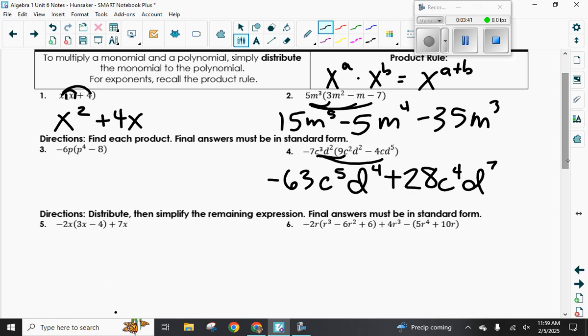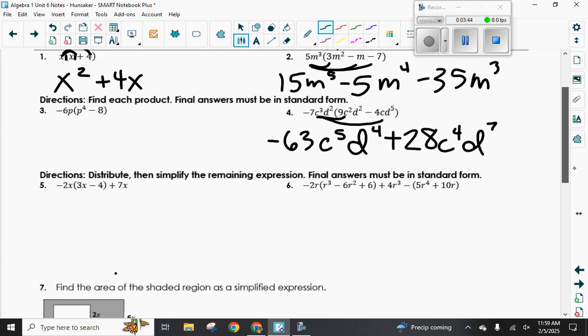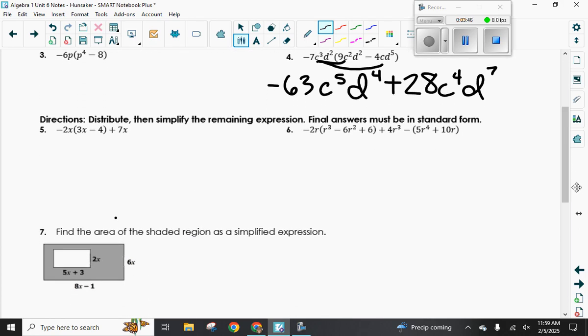Okay? So now we're going to do a couple examples where there actually are like terms to combine. So let's look at number 5. Negative 2x times 3x. So we're going to distribute first. Then we'll look to see if there's anything to combine. Negative 2 times 3 is negative 6. What is x times x? X to the second. Then we're going to have negative 2 times negative 4, which is positive 8. And then I have nothing to multiply the x by, so I'll just bring it along. And then last but not least, we have plus 7x.